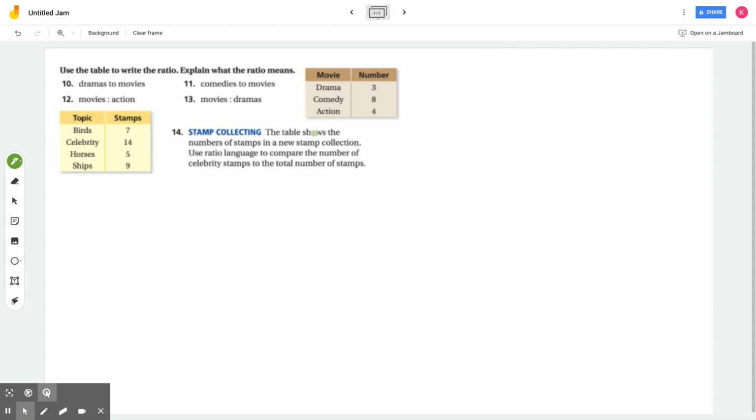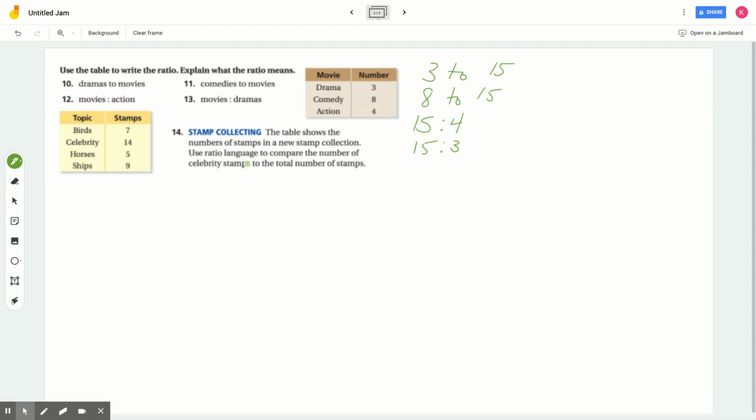Now, as you looked at these on numbers 10 through 13, dramas to movies. Well, there are 3 dramas to how many total movies? Well, 3 and 8 is 11, and 4 is 15. So 3 to 15. On number 11, comedies to movies. So again, 8 comedies to the same total of 15 movies. Movies to action. Well, we know that there are 15 total movies to 4 action movies. And movies to drama, we know there are 15 total movies to 3 dramas.